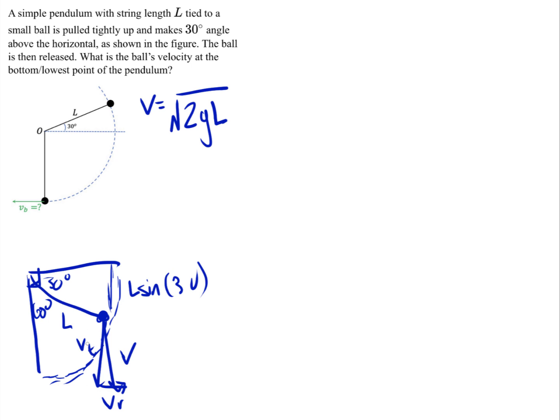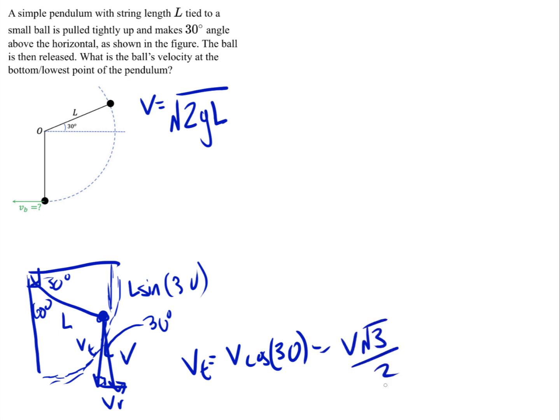What we're focusing on is actually the tangential velocity. So we know that the tangential velocity and the radial velocities are perpendicular. So this makes a right triangle. And the angle there is actually 30 degrees here. So we can say that the tangential velocity is equal to v times the cosine of 30 degrees, which is simply equal to the velocity times the square root of 3 over 2. So that's the tangential velocity.